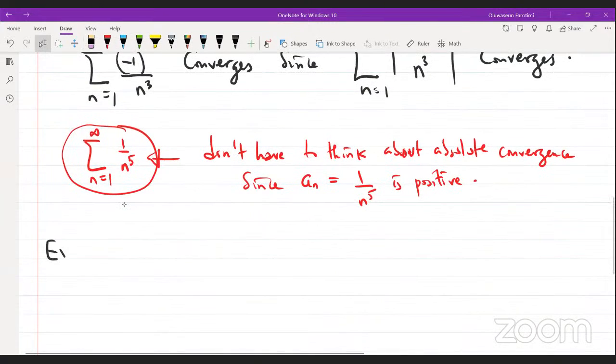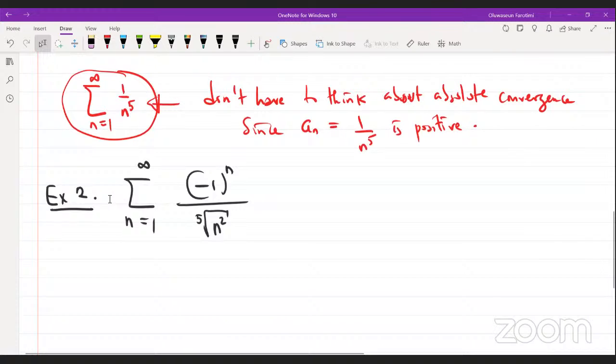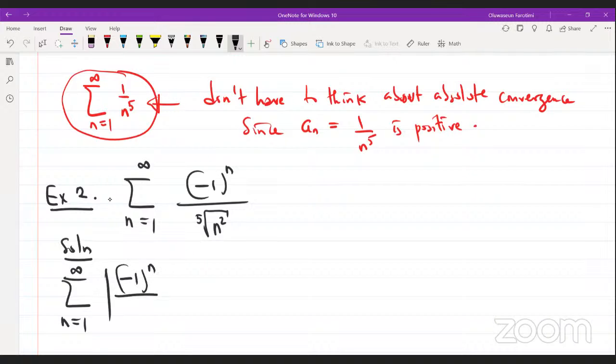Now, another example, example 2. Now we're given this series, (-1)^n, all divided by the 5th root of n squared. Can you see the alternating term, (-1)^n? So what do I do? I've got to think about the series of its absolute value. So that means I'm going to put an absolute value here, divided by the 5th root of n squared.